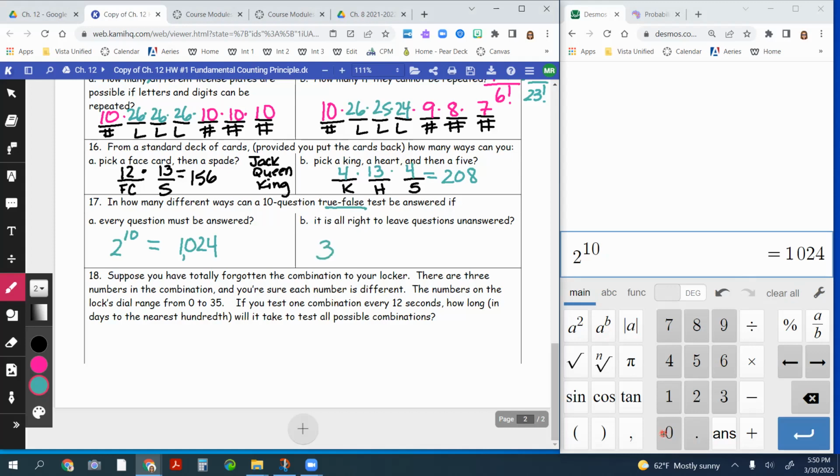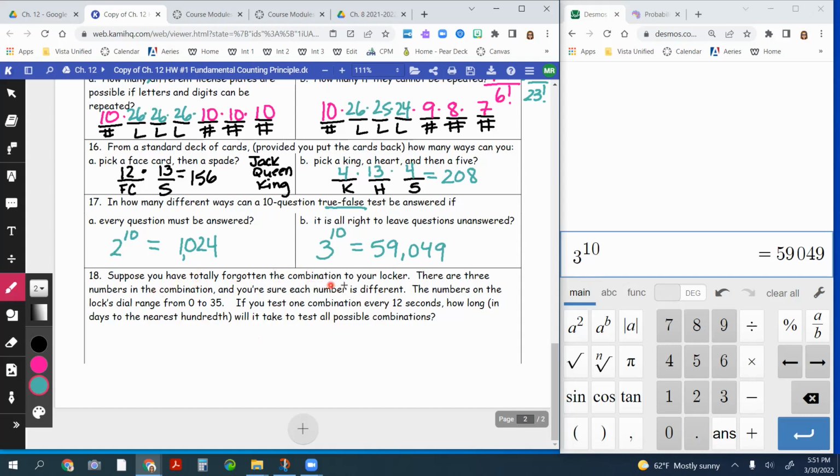Now, if it's all right to leave something unanswered, so that means we have true, false, or blank. So basically, we have three choices for each of the 10 questions. So for that one, I'm going to take 3 to the 10th, which is 59,049. So you can see having that as an option really gives us many more situations.